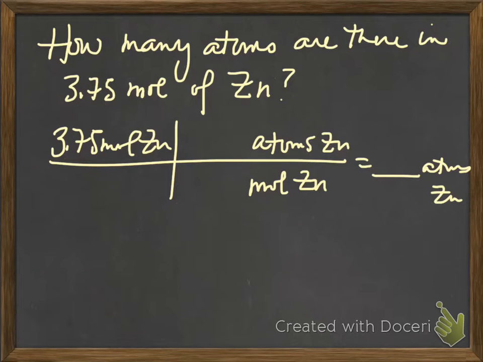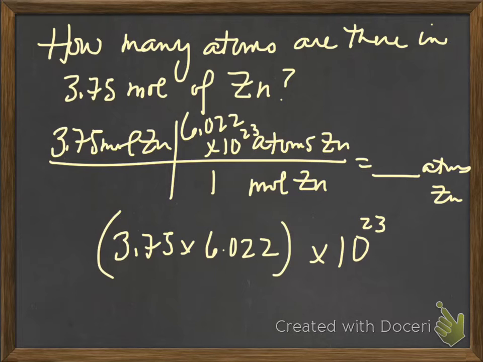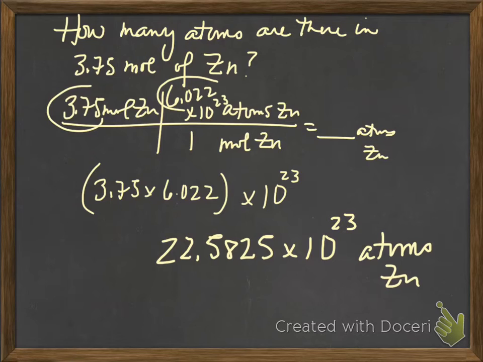Now, what's the numeric relationship? Remember, nothing except a 1 ever goes in front of moles unless it's your given, and nothing except 6.022 times 10 to the 23rd ever goes in front of atoms unless it's your given. Now, what do we get? Again, we're dealing with scientific notation, but it's sort of a mixed problem. One number's in scientific notation, one isn't. We multiply the actual numbers and then multiply the whole thing by 10 to the 23rd. Our raw answer is 22.5825 times 10 to the 23rd atoms of zinc.